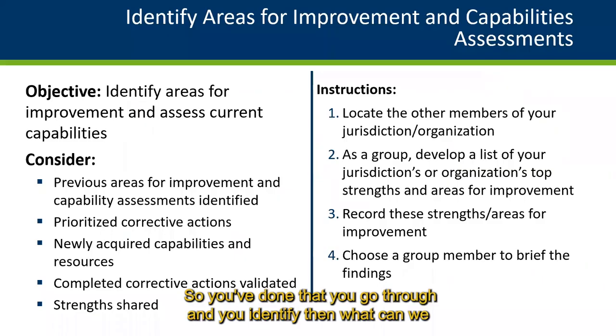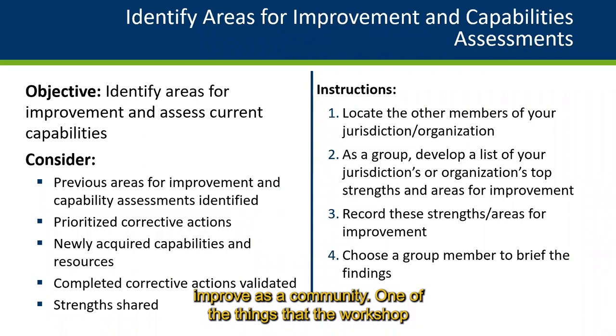So you've done that, you go through and you identify then what could we improve as a community? One of the things that the workshop pushes you through is to identify your areas for improvement and assess your current capabilities. And again, it tells you to locate some members in the jurisdiction, develop your list of the top strengths and areas for improvement, and record those.